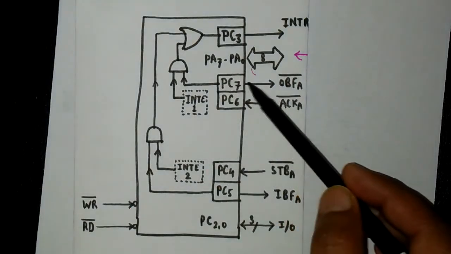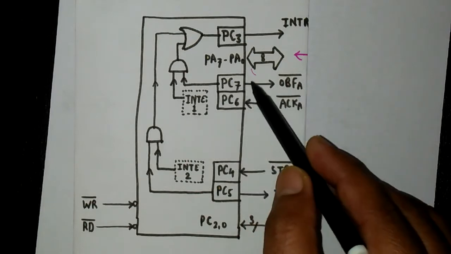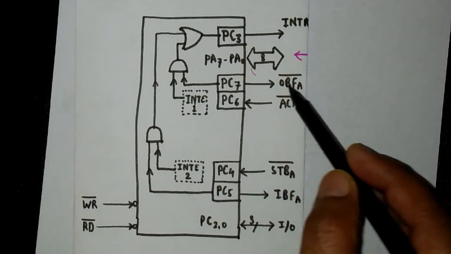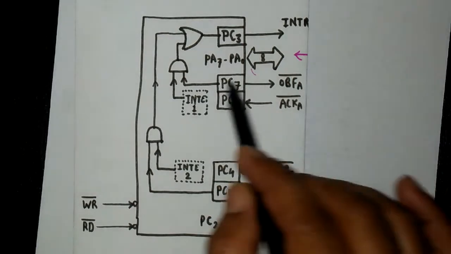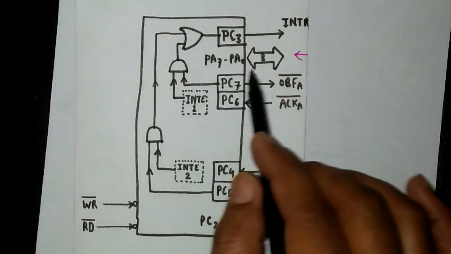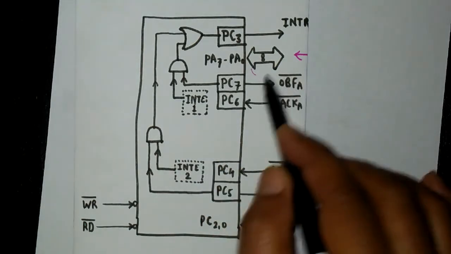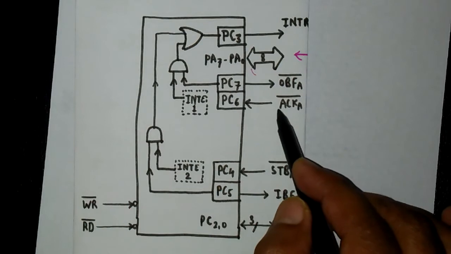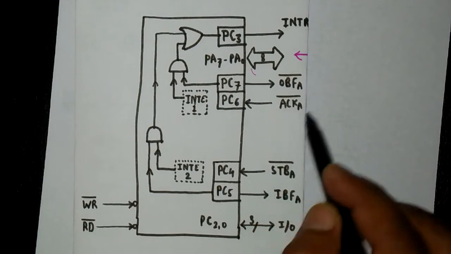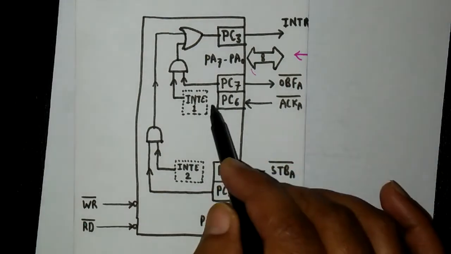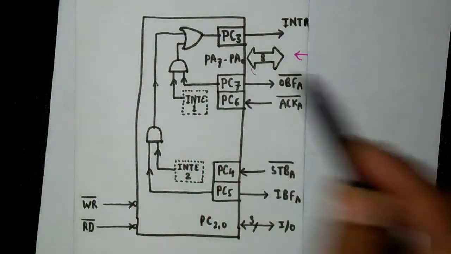In order to inform the peripheral device, the 8255 will send a 0 logic on the OBF bar pin, and this 0 logic will inform the peripheral device that data is ready in the output latch of the 8255 to be received by it. And in response to this signal, the peripheral device will send a 0 at this pin, that is ACK bar. This is the acknowledge pin. It is an acknowledgement from the peripheral device to the 8255 that yes, I know that data is present in the output latch and I am going to read that data.